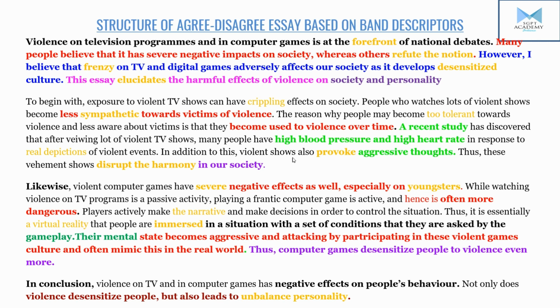In addition to this, violence also provokes aggressive thoughts. So this is another sub point which is added: it provokes aggressive thoughts. This is also relevant to how far it is impacting the society. Thus, these vehement shows disrupt the harmony in our society. So in this paragraph on societal impact, it shows that people have become tolerant, they become used to it, and because of the provocation of aggressive thoughts, it impacts the harmony of the society.